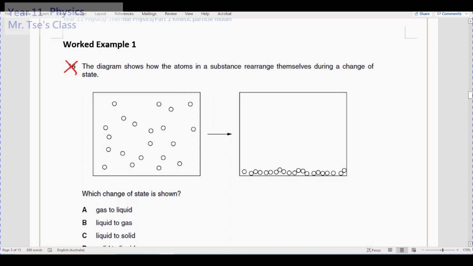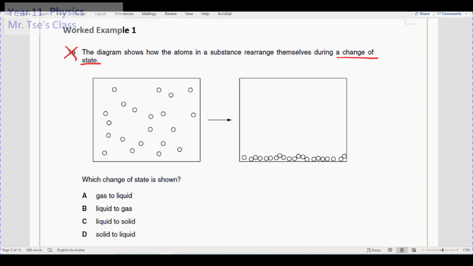All right. The first one, the diagram shows how the atoms in a substance rearrange themselves during a change of state. Change of state means you go from one state to another. Obviously you see those molecules are not packed together, so this must be gas. Here the molecules are packed, but not in a lattice arrangement like a solid. So it's not a solid, it's a liquid. So that's gas to liquid. It's very easy, isn't it?